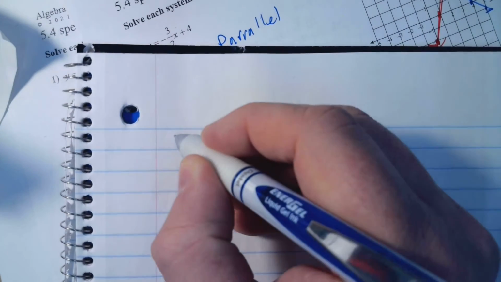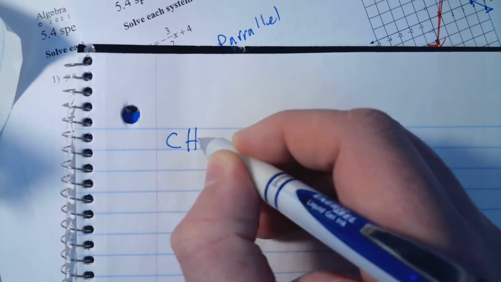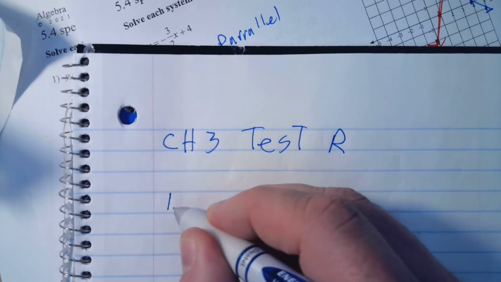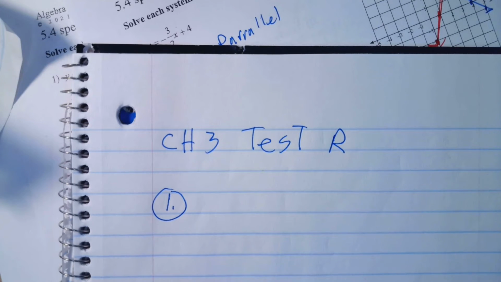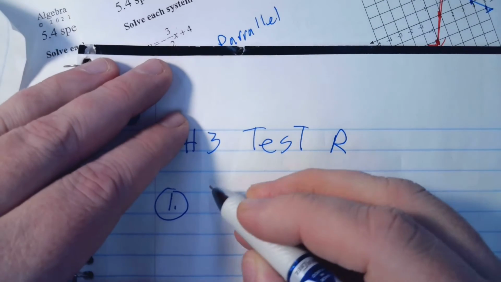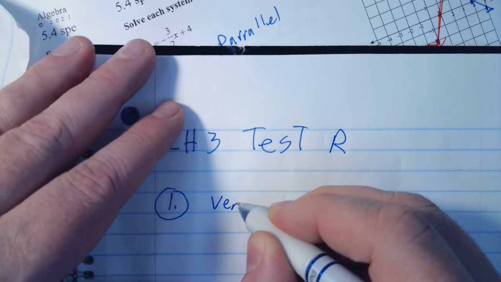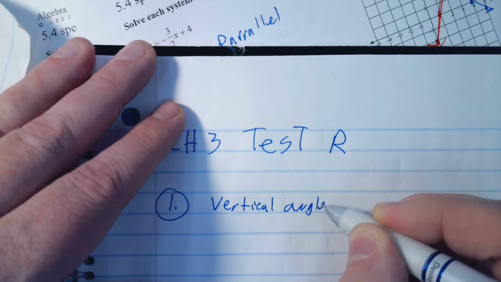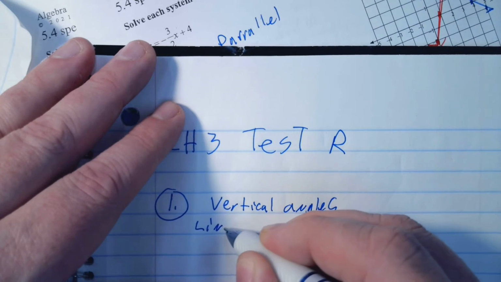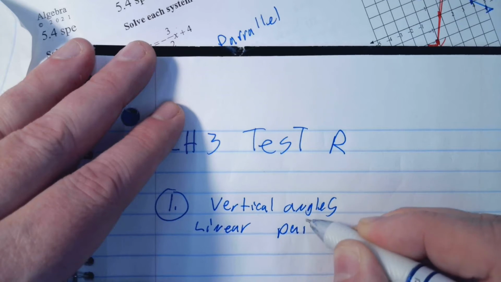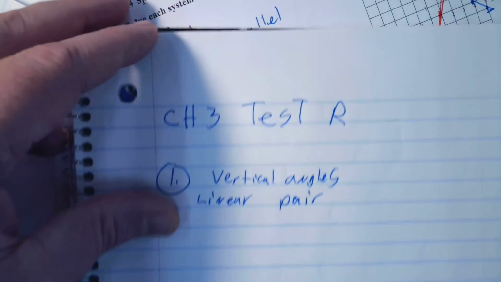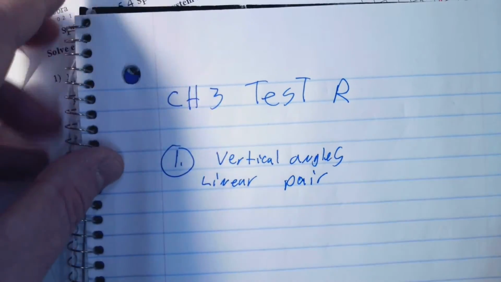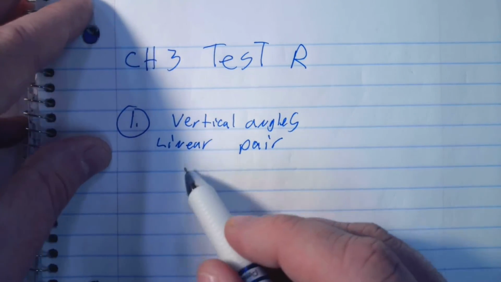All right, so this is Chapter 3, Test Review. The first thing is all of our angle pairs and what they are. So make sure you know what vertical angles are. Linear pair. There's no proof, so we don't need to know that that's the vertical angle theorem right now or the linear pair postulate. That's okay, because there are no proofs on this test.